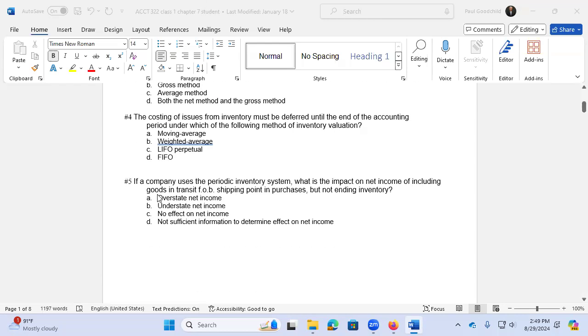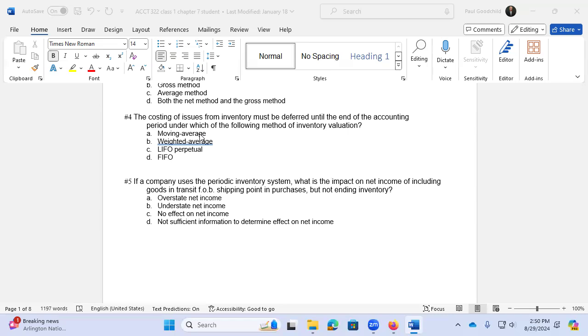So that was an idea as well. And then the cost of issues from inventory must be deferred until the end of the accounting period under which of the following inventory valuations? So we have moving average. Moving average allows you each month to use a rolling average from months before. So that would be correct. Weighted average requires you to get the cost of all inventory and then divide that by how many units. And so that's the answer here, B.